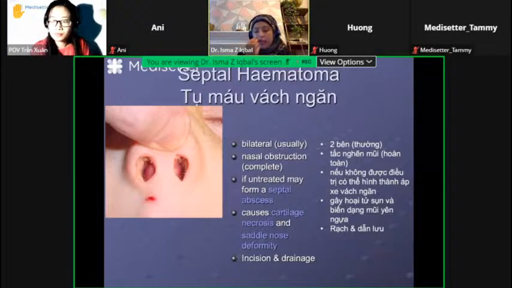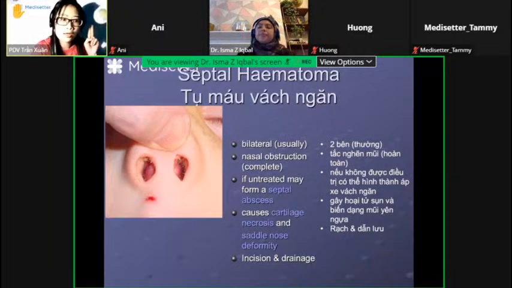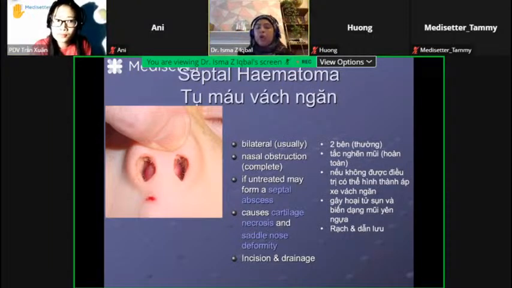After that, the gauze and the drain can be removed. And you would also cover the patient with 1 week of antibiotics.